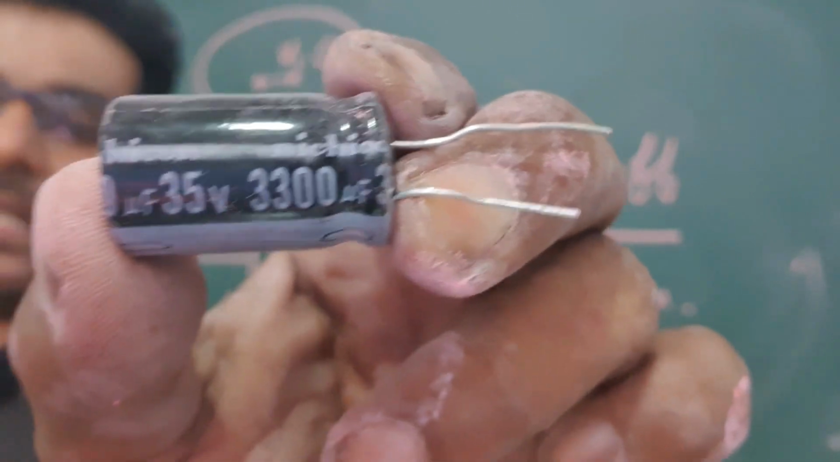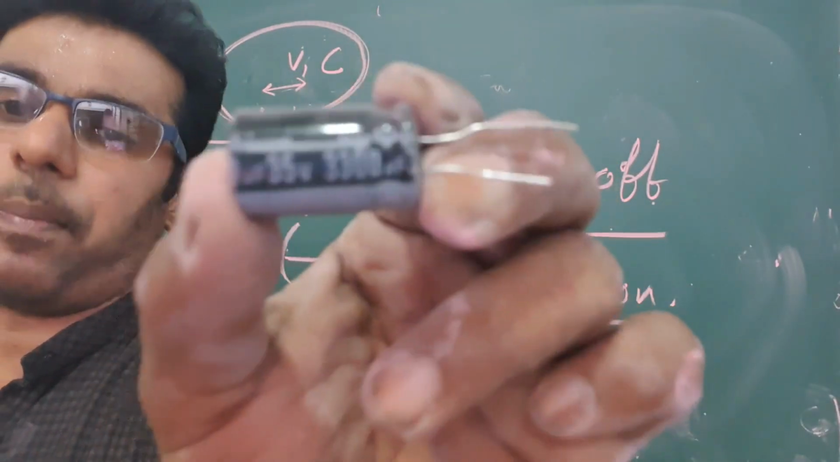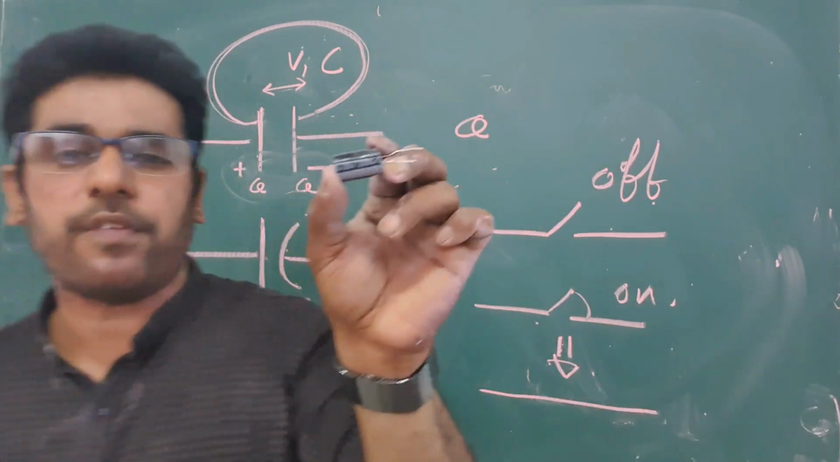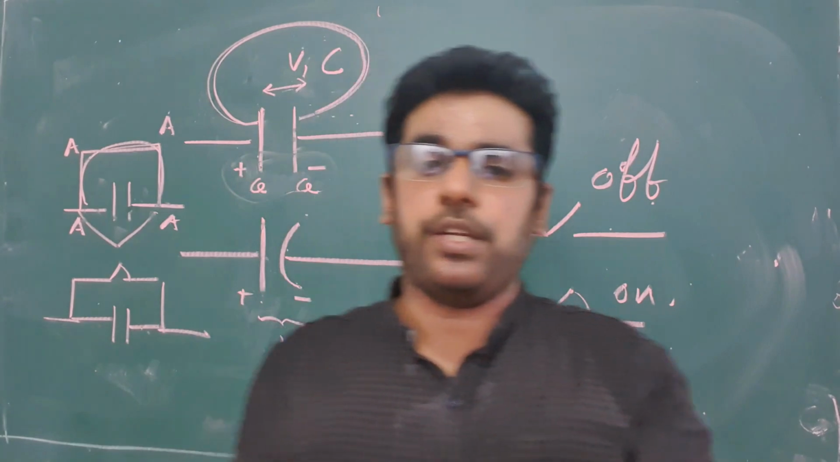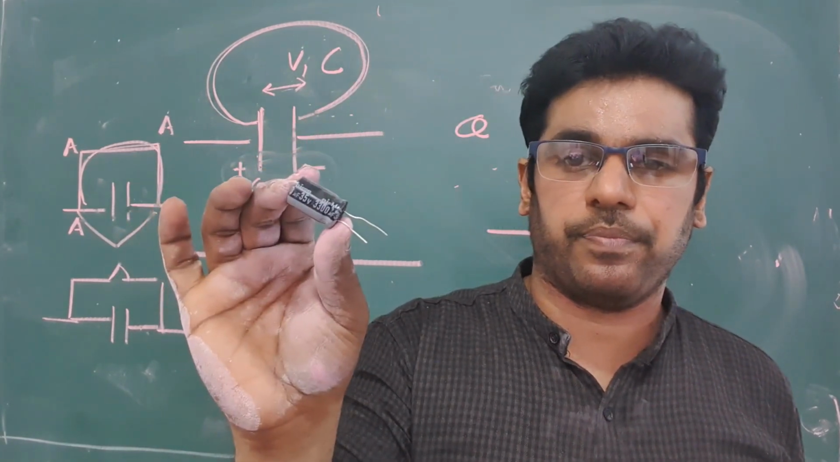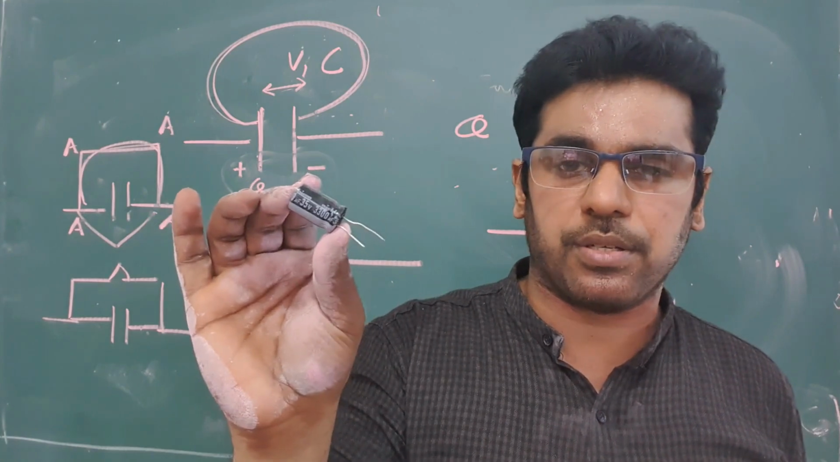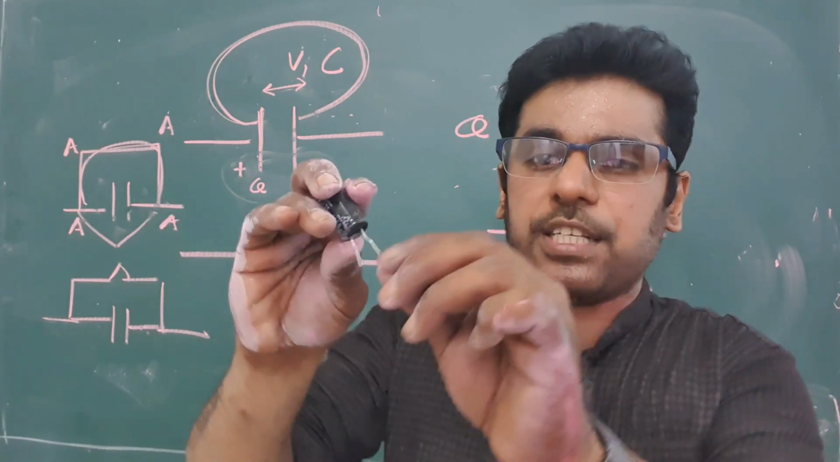Now this 3300 microfarads, that is the capacitance. This is the maximum capacity to store charge. Now, when you buy this in the market, it has no charge. At that time, it has no charge. Now, if you want to charge this one, you have to connect this plus.